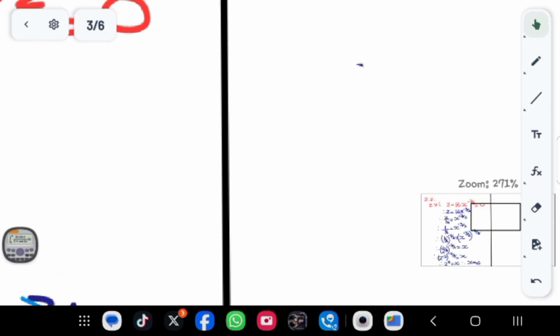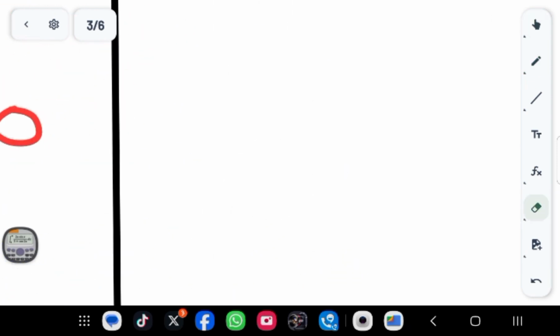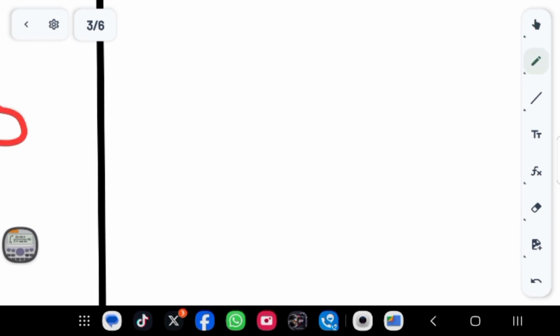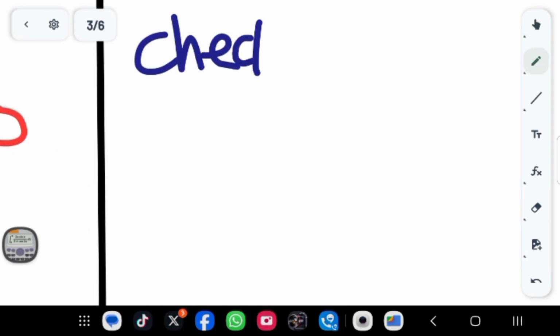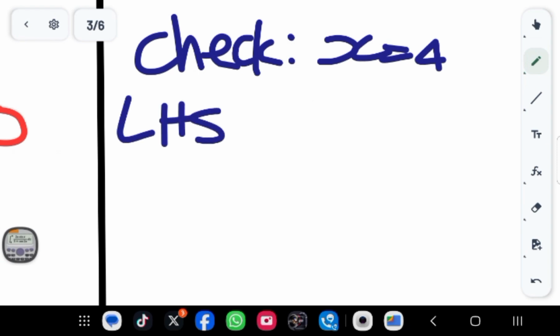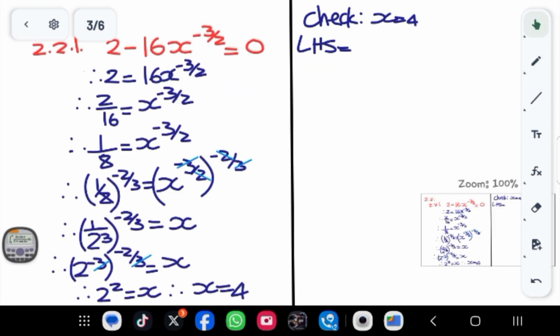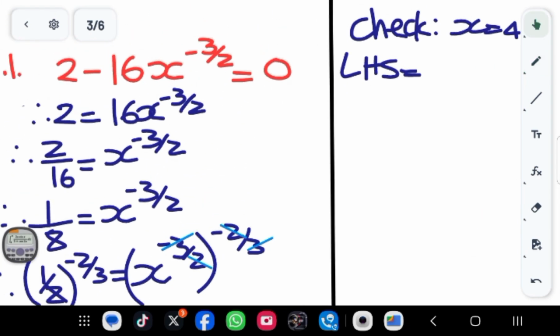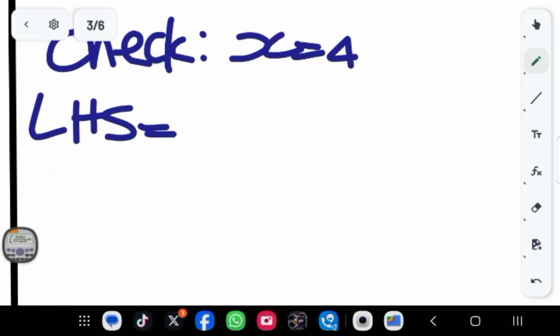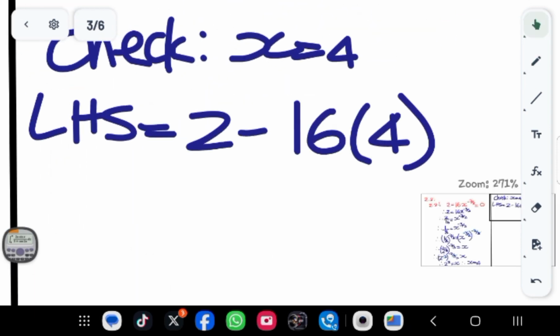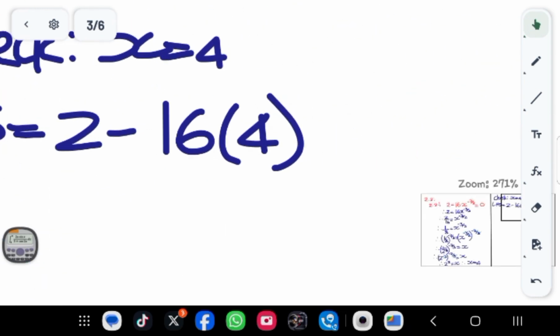Just to make sure you've got the correct answer, let's check. Let's check the answer, and this is how you check. Check x equals 4. On the left hand side, this is what we do. We substitute 4 where there is x. So that will be 2 minus 16 in bracket 4 to the power of negative 3 over 2.